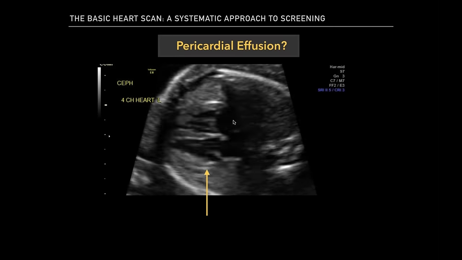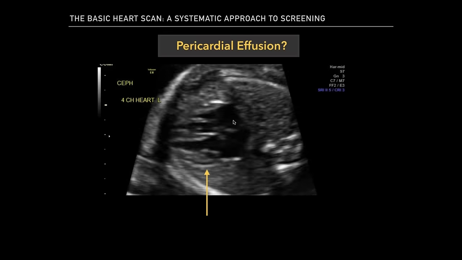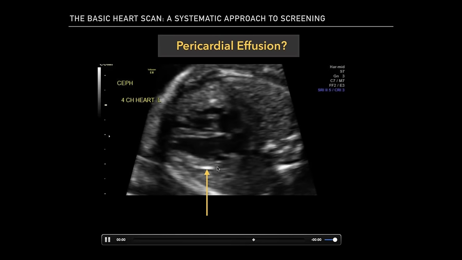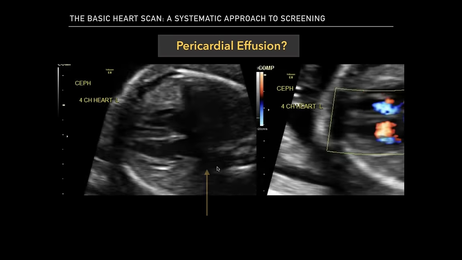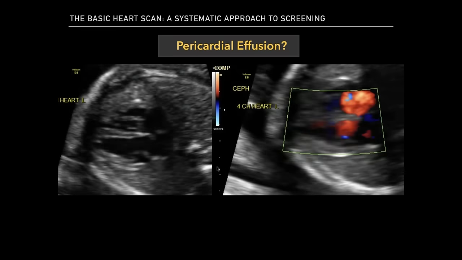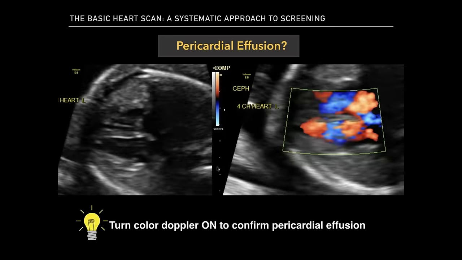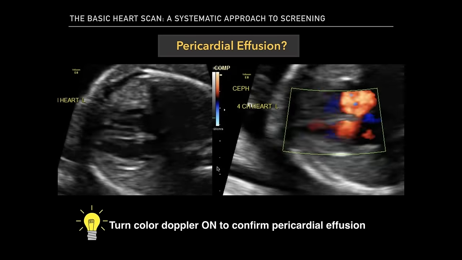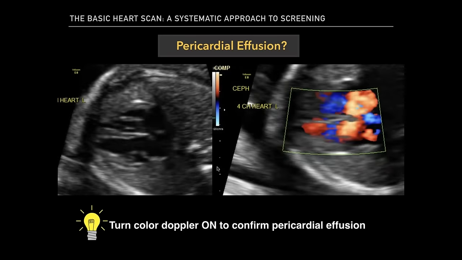So here's an example of a questionable pericardial effusion due to this anechoic space we see here. But when we turn on color Doppler, it does not light up. So there's no effusion, but normal heart tissue. So just a tip: turn color Doppler on to confirm pericardial effusion.